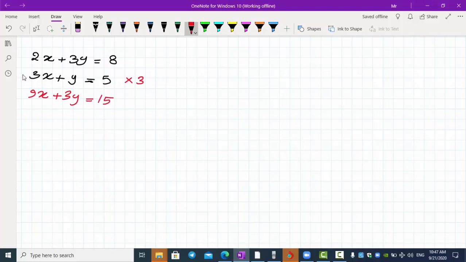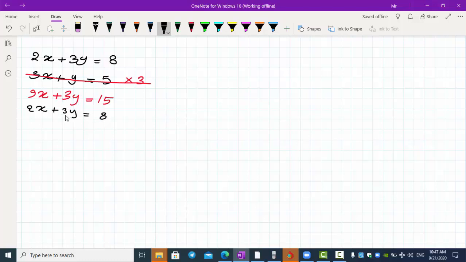Now we kind of ignore this equation. We just deal with these two. In these two equations, if we subtract them, the y will be 0 because 3y minus 3y is 0. But these variables here, we have 9x, 3y, 15. It's easier to subtract this one from this one. It's also fine. So let's copy this equation here: 2x plus 3y equals 8.